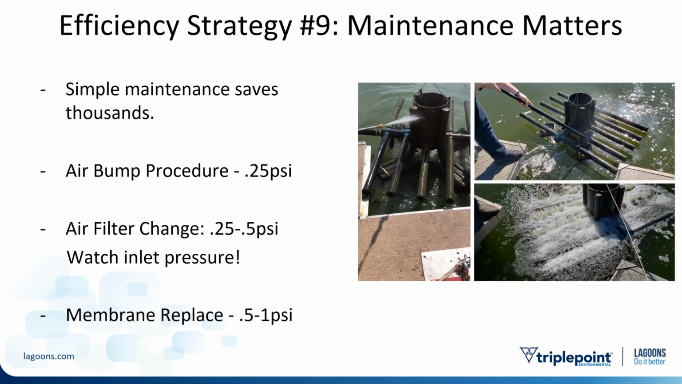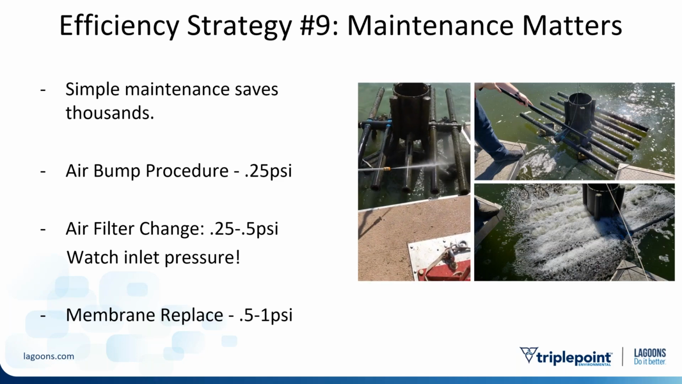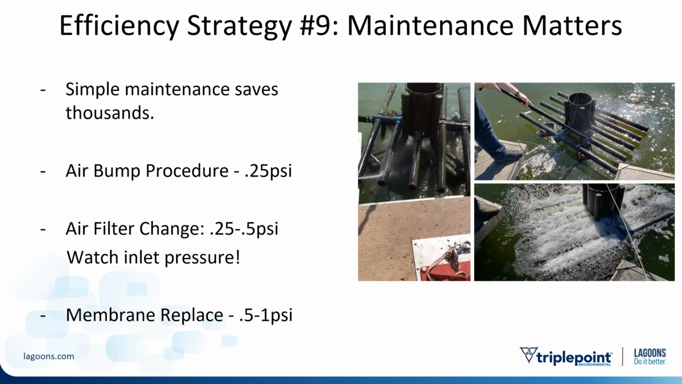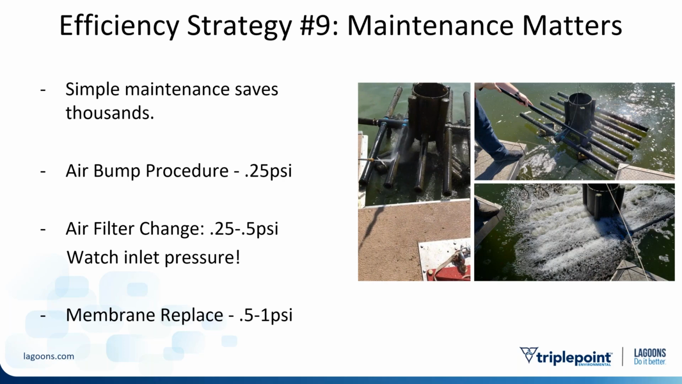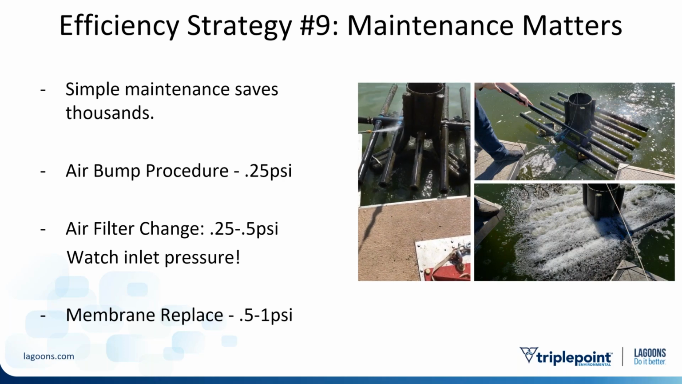And then lastly, the last strategy is maintenance. Maintaining your equipment. As I said earlier, restriction creates pressure, pressure creates more brake horsepower requirement, and that raises the energy requirement. By getting out there and knocking off what might be on your diffusers, you can save thousands of dollars. It can be done very easily from shore, with an air bump procedure, just by modulating valves.